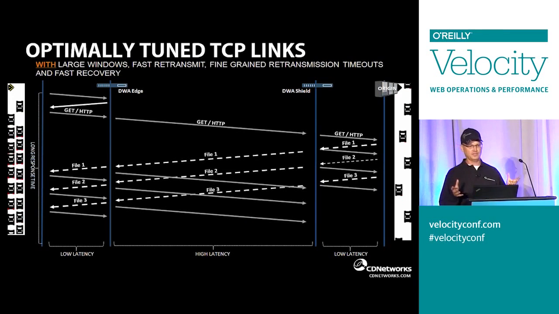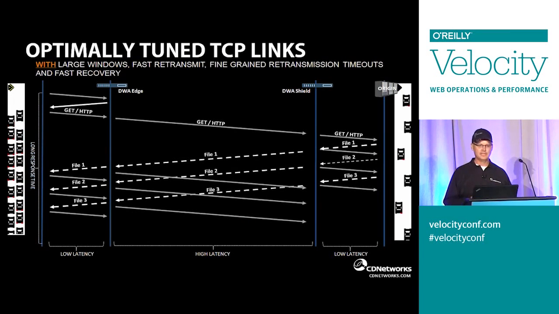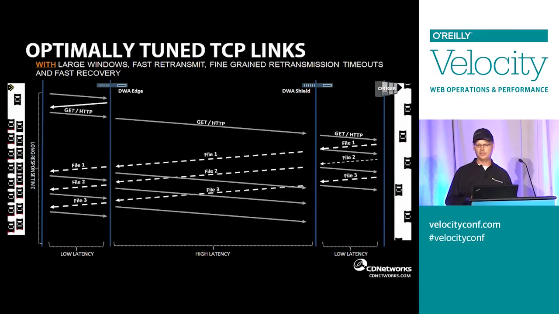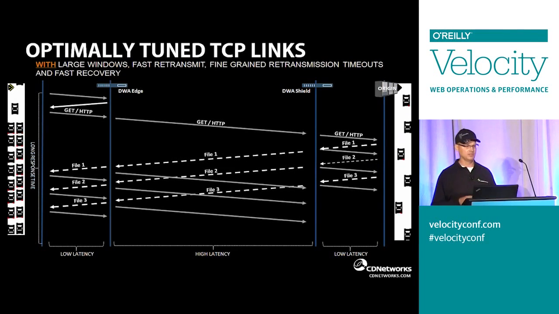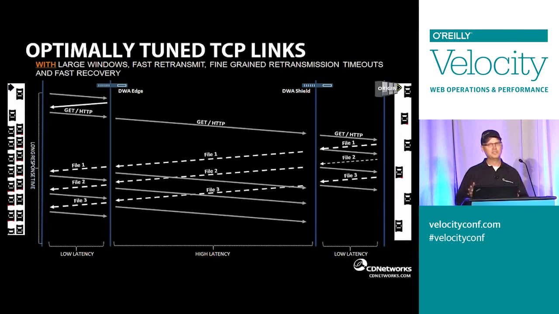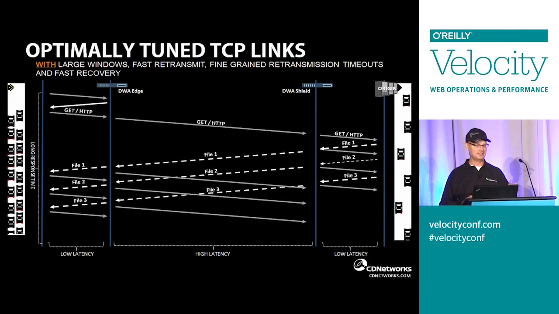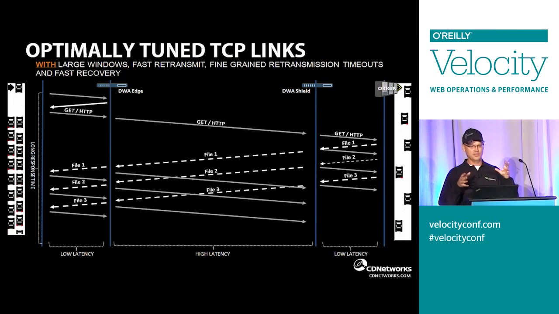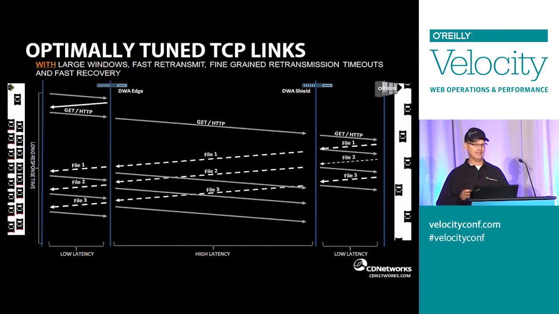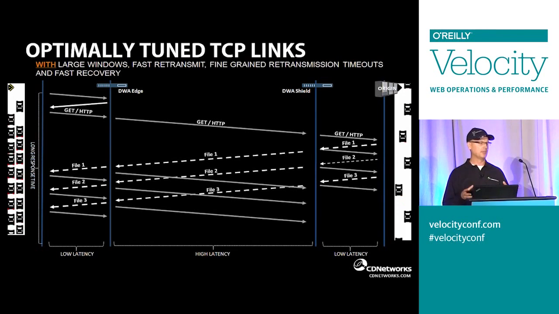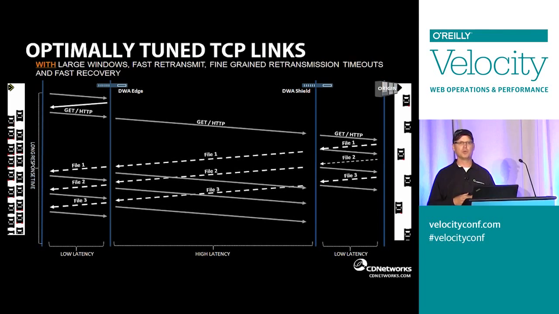There's another whole class of techniques that happen: large windows, fast retransmit, fine-grained retransmission timeouts, and fast recovery. Doing the slide animation was a little difficult for that, so I'd like you to think about it as more of what's going on at the packet level and how to optimize that kind of traffic. So I showed it by merging cars and coming up with an algorithm to merge cars appropriately.